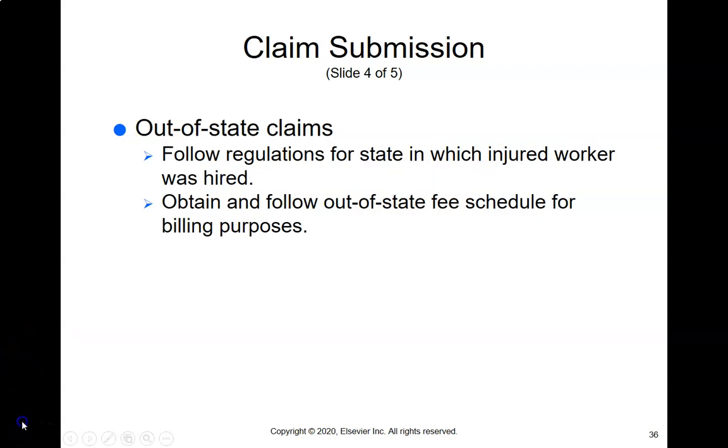Out-of-state claims. They follow regulations for the state in which the injured worker was hired. Obtain and follow out-of-state fee schedules for billing purposes. Companies whose employees routinely travel to other states usually require employees to have workers' compensation insurance in those states.